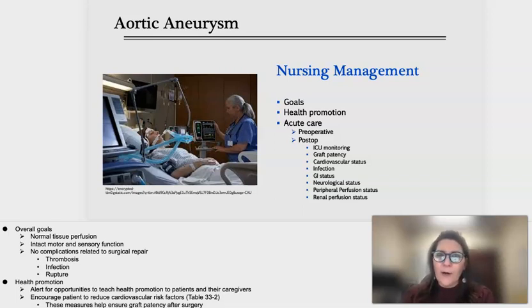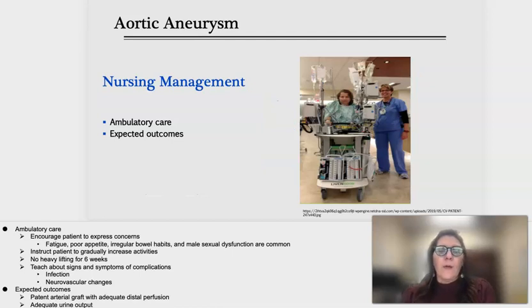You don't want these people bearing down trying to poop, right? So we want to make sure that we give them stool softeners, all the things. Neurological status, peripheral perfusion status, you're going to be checking their pulses. Renal perfusion, are they peeing? All the things you want them to do to make sure they're okay. And then ambulatory, we're going to encourage them to express their concerns.